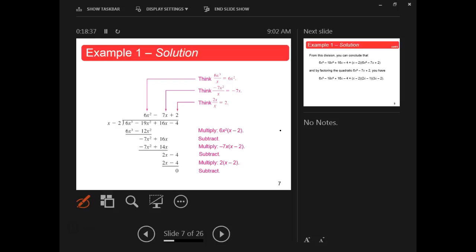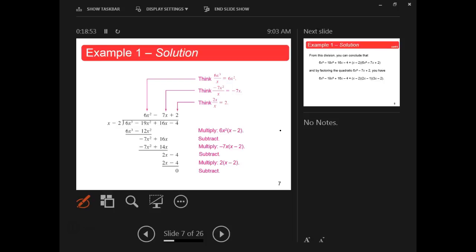Okay? So that's long division of polynomials. Pretty simple, right? Straightforward, just like you used to do long division of numbers, if you can remember back that far. Did you ever do long division of numbers? Please say yes. Yes, good.